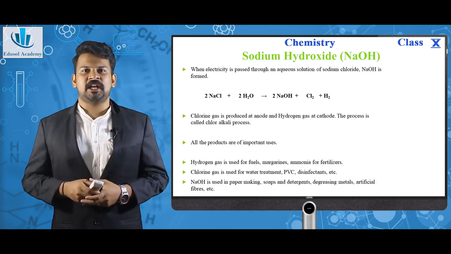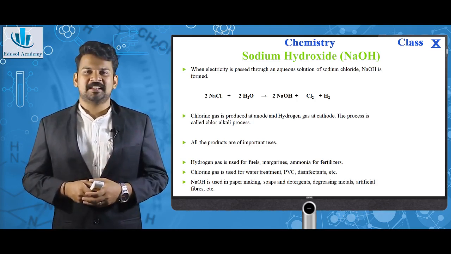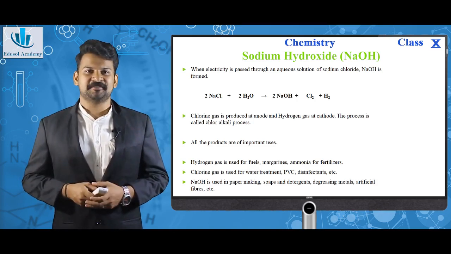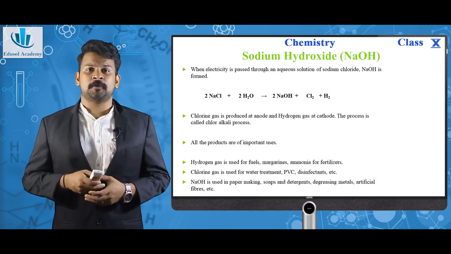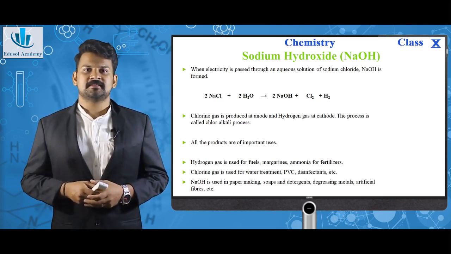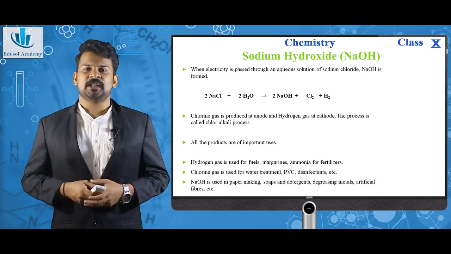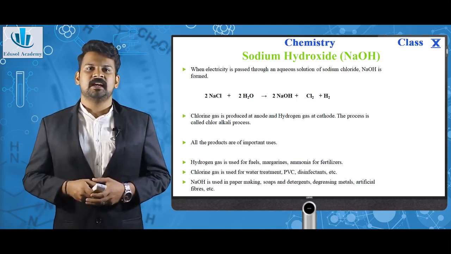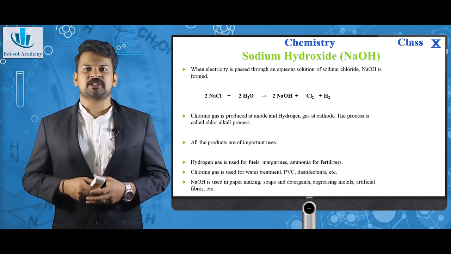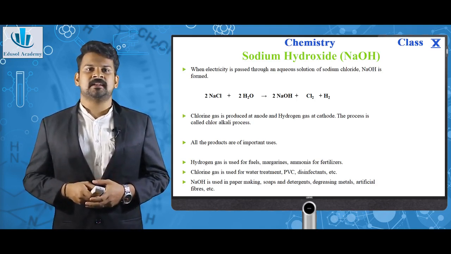Sodium hydroxide, NaOH can be used widely, chlorine gas can be used widely, hydrogen gas can be used widely. Hydrogen gas is used for fuels, manganese, ammonia for fertilizers. Chlorine gas is used for water treatment, in making PVCs and used in disinfectants. NaOH is used in paper industries, in detergents and soaps, in degreasing metals and in artificial fibers.